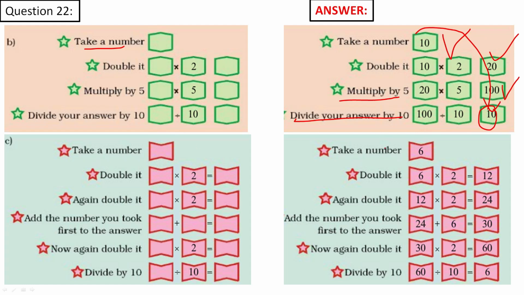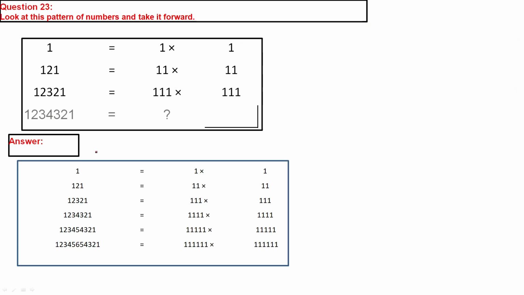Similarly, take a number and double it. Actually the rule we are following is, double it. Double of 6 is equal to 12. Again 12 multiplied by 2 is 24. Again add 6 to it, so you will get 30. 30 multiplied by 2 is 60, divided by 10. So you will get the number which we had taken in the beginning. So 6 will come. So these are some pattern techniques we are using in numbers.